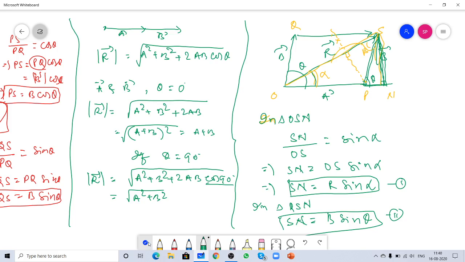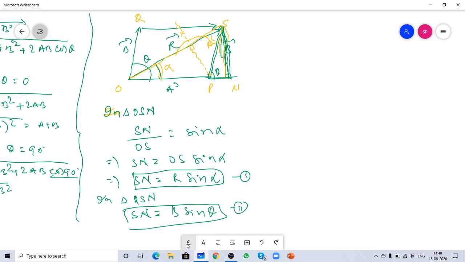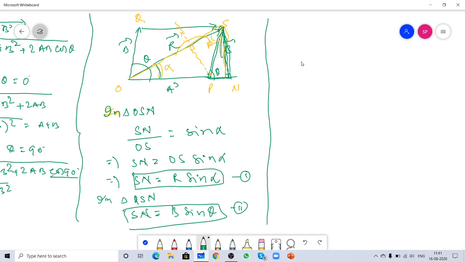So from equation 1 and 2 you can see clearly that your left hand side SN is the same, so the right hand side must be equal, so I can write R sine alpha is equal to B sine theta. So I can write that R by sine theta is equal to B by sine alpha. I got one relationship.